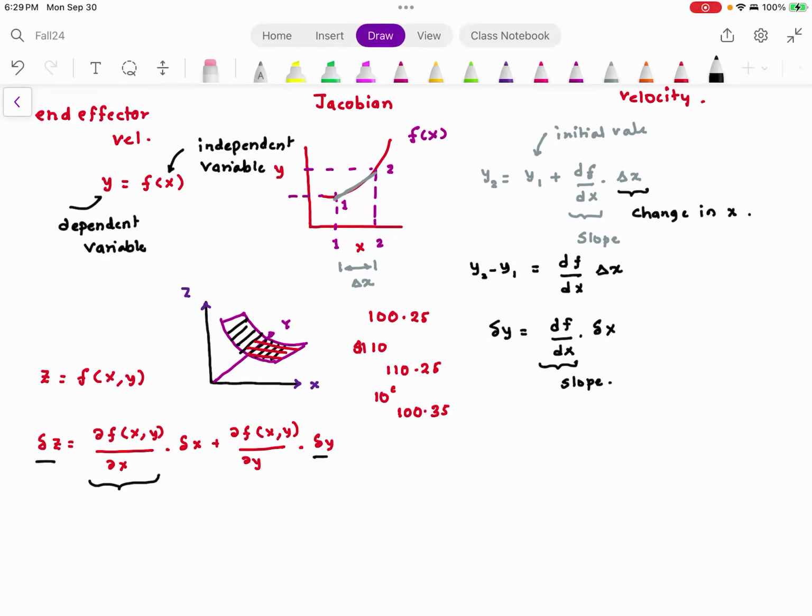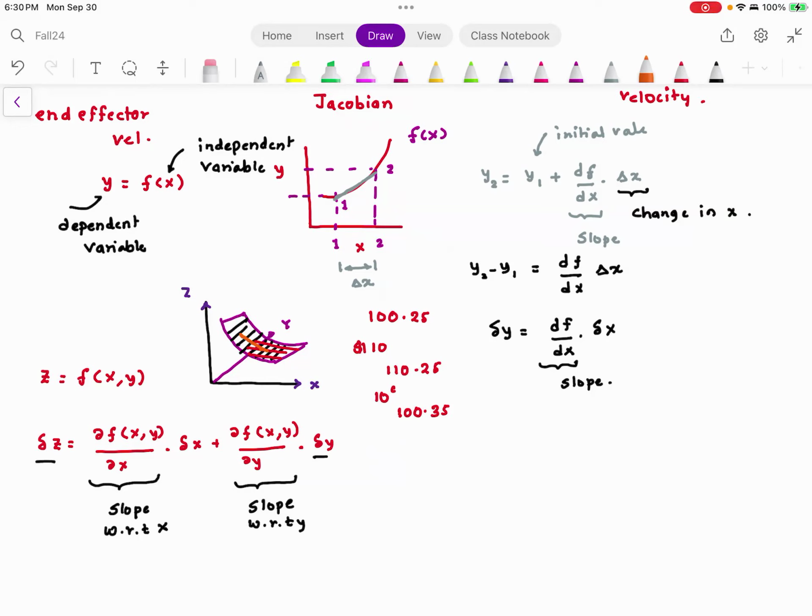So this is similar to the slope, but this slope is with respect to x. This is also a slope, but this slope is with respect to y, multiplied by the change in x and the change in y. What it means is, if you are looking for the change in z, if you are going from one point to the other point, you need to find out how much is the slope in x multiplied by the change in x. So that is your linear approximation.